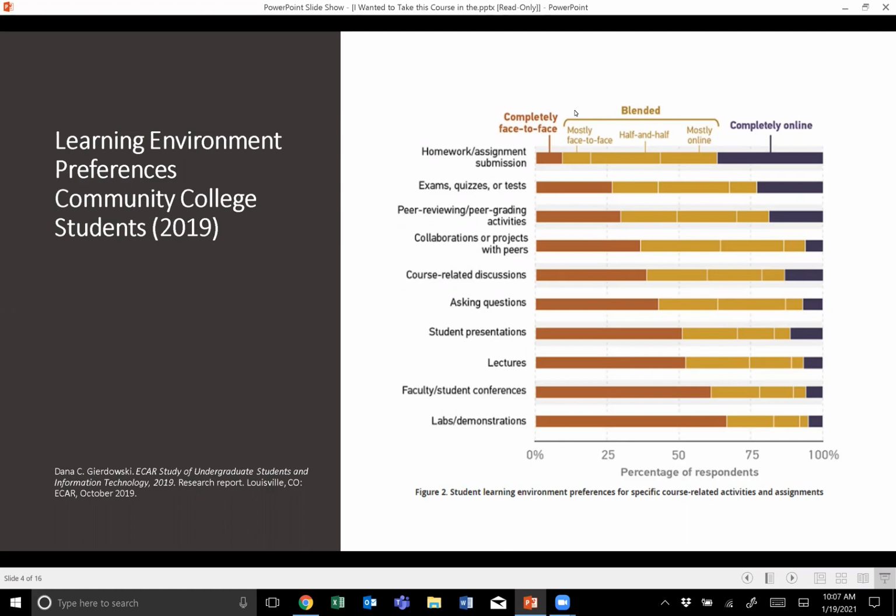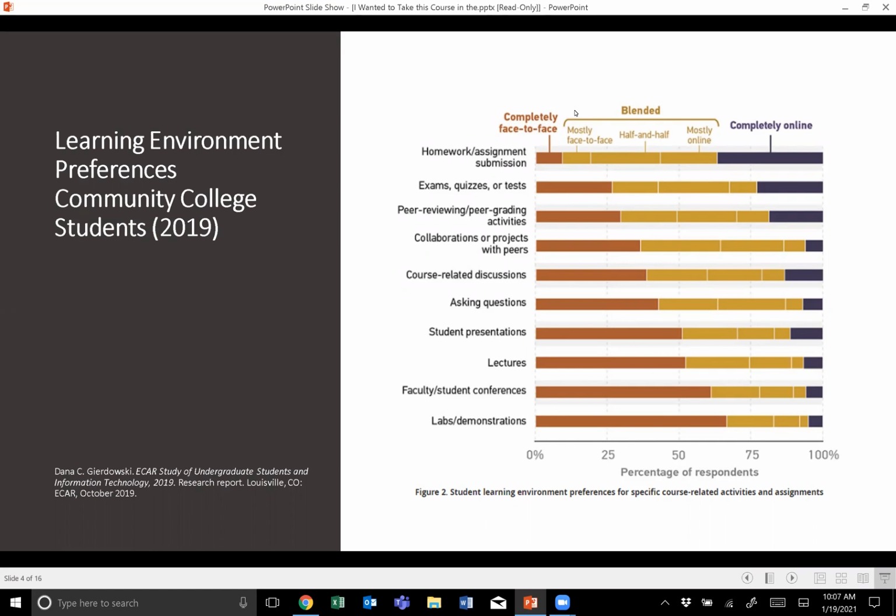And you can kind of see that it works on a continuum of completely face-to-face to completely online. What I really want to point out is that end, those last couple of factors there: what are they interested in? What do they want to do in the classroom? It's no surprise, lab demonstrations, they really want that in face-to-face.